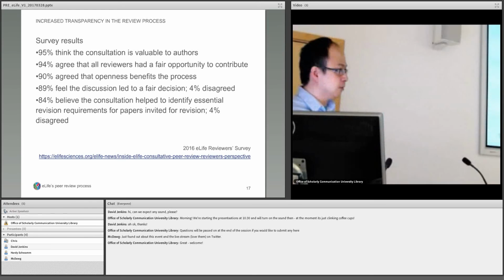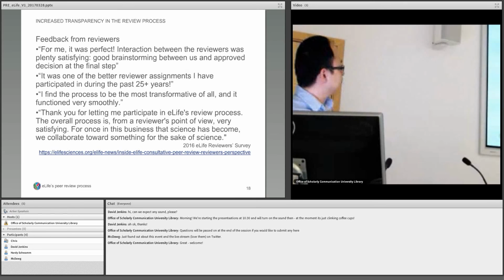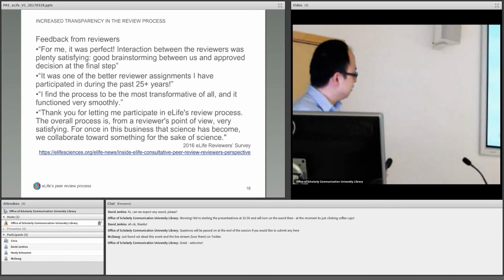Here is some of the feedback we've had from reviewers about our peer review process. As you can see, it's positive, and a lot of the reviewers enjoyed the collaboration and the brainstorming. They found the process ran smoothly. They also found that this was a slightly different way of doing things, but they were very satisfied with how things worked out.